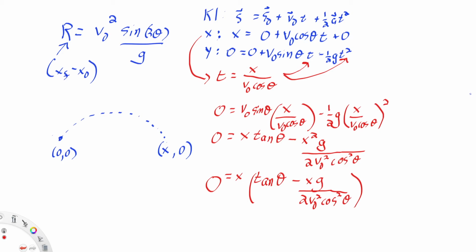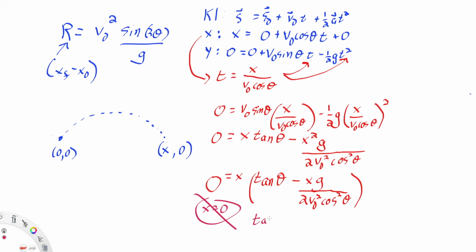So the first option, x equals 0, is not very interesting, and that's actually not what we're looking for. If x equals 0, that means that the projectile hasn't gone anywhere yet. So even though x equals 0 is a solution, that's not the solution we want. The solution we want is this thing in the parentheses equals 0.